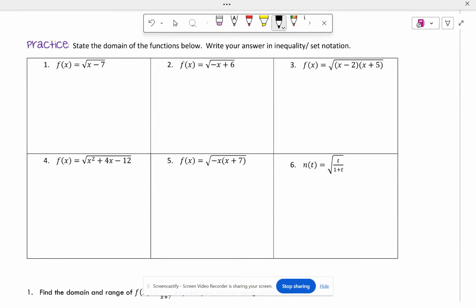State the domain of the functions below. Write your answer in inequality or set notation. Inequality and set notation are the same thing; that's going to be the one that looks like this. Okay? Let's find the domain.